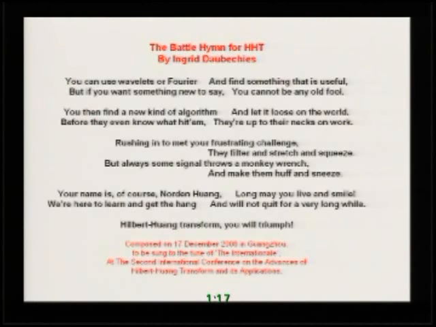She found that HHT is a new algorithm. And now they will try to find out why it works. Rushing into MEET, this is a typo, MEET. Rush in to meet your frustrating challenge. They filter, they stretch, and squeeze.